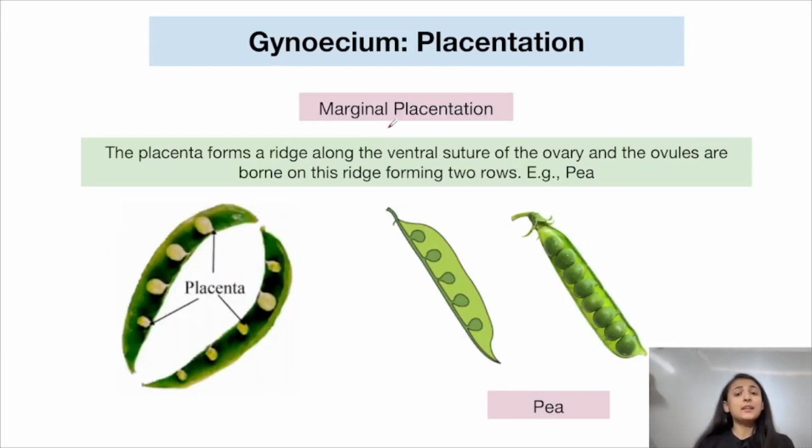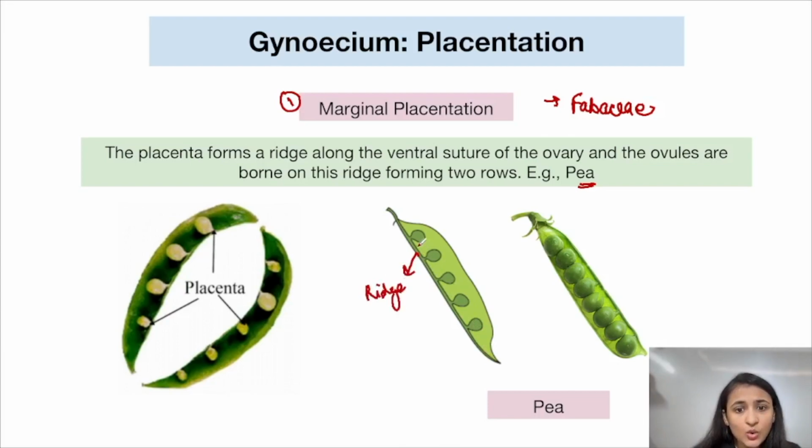Now, what happens in marginal placentation, which is our number one placentation? Here, the placenta forms a ridge along the ventral suture of the ovary, and ovules are borne on this ridge forming two rows. Example, pea plant. This kind of placentation is seen in pea plant, which belongs to the family Fabaceae. See, the placenta forms a ridge along the ventral suture of the ovary. This is the ridge.